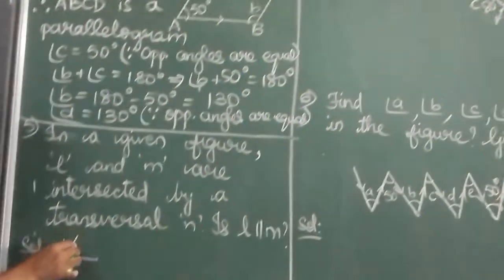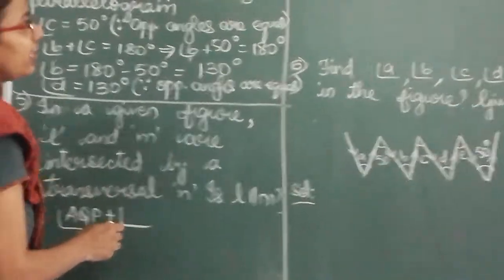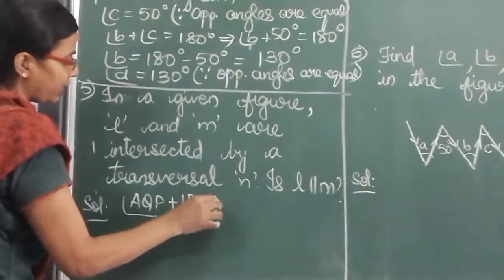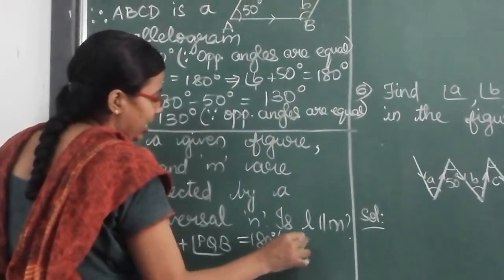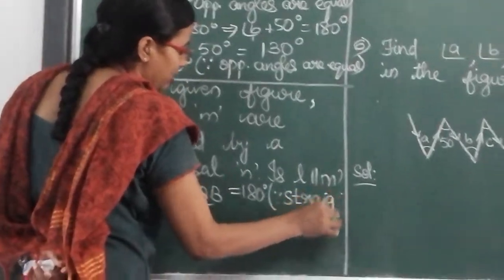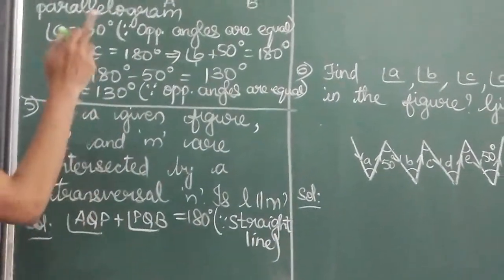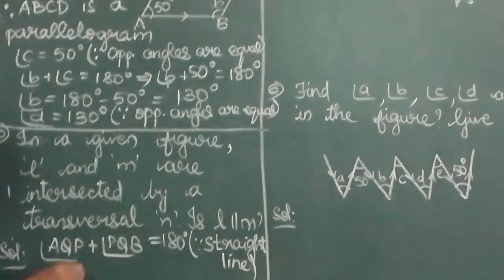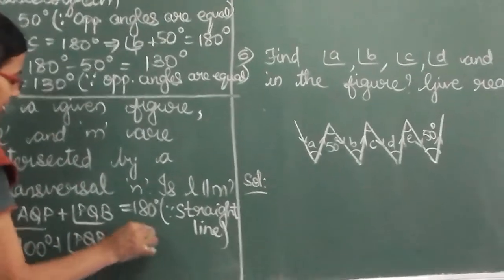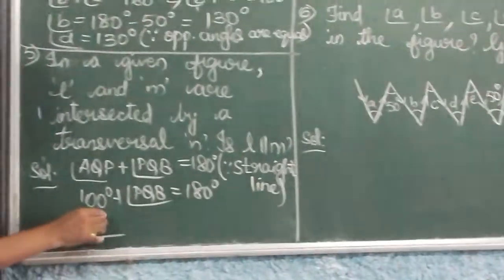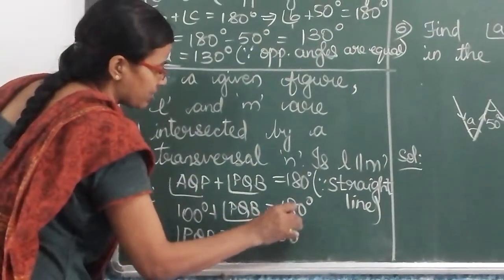So angle AQP plus angle PQB is equal to 180 degrees. Why? Since it's a straight line, it should be equal to 180 degrees. So now substitute the value. AQP is 100 degrees plus angle PQB is equal to 180 degrees. So here angle PQB is equal to 180 degrees minus 100 degrees.